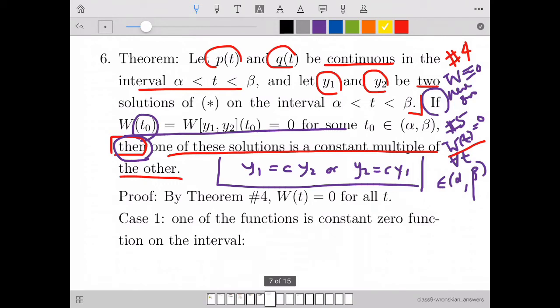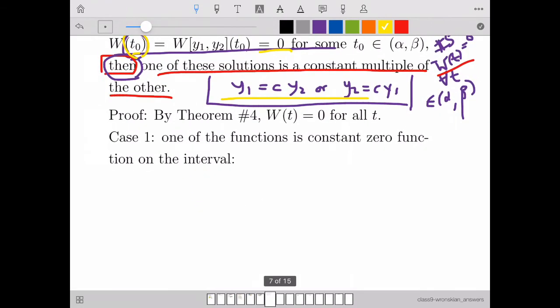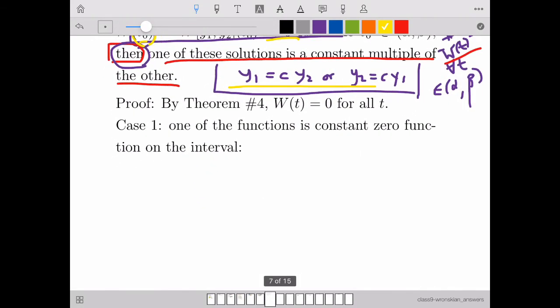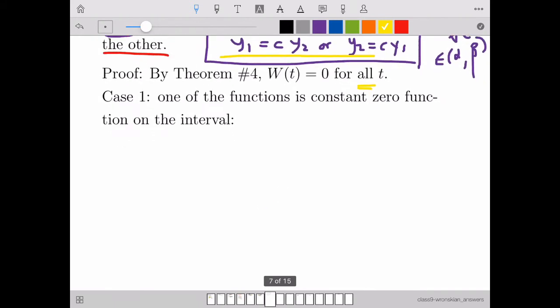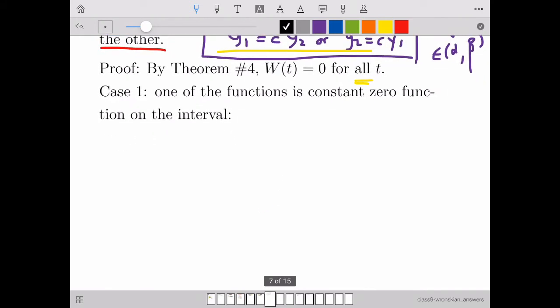So if the Wronskian is 0 at some point, then one of the solutions is a constant multiple of the other. So let's give a proof. By theorem 4, the Wronskian is 0 for all t. Case 1, one of the functions is the constant 0 function on the interval. So we have y1, y2 solutions to the DE.